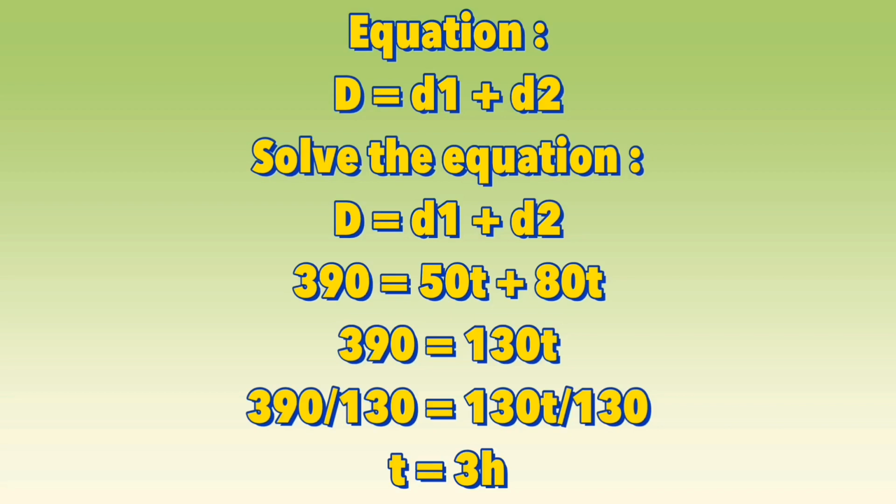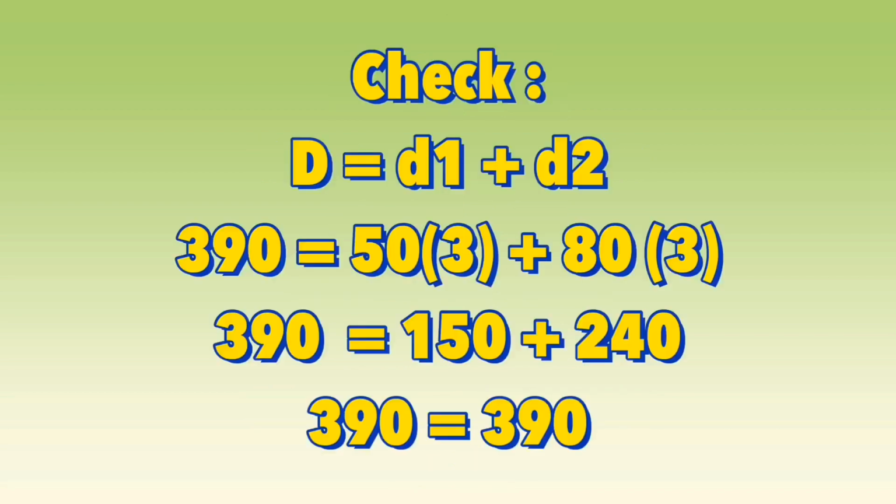We have to check. The distance is 390. Distance of the first bus, 50 times 3, plus the distance of the second bus, 80 times 3. So 50 times 3 equals 150 and 80 times 3 equals 240. So 390 equals 390. Therefore the equation is balanced, and we can say that our answer is correct. This is for grade 7.